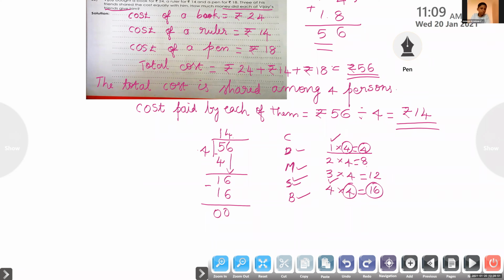Over. Do it fast and neatly. Division set. Advait, have you completed now? Have you completed? Yes, ma'am.